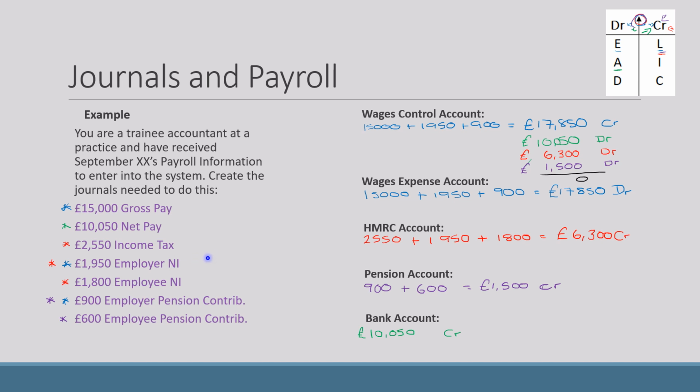And then in terms of what goes over to HMRC, it's all of your tax and your national insurance. And then you're also going to have what you have to pay to your pension provider, which is your pension contribution. And all of those sit in your wages control account as a credit, as your total liability. And then as you work through each one of them, you debit it out of the control account, which then balances off to 0. So on the next slide, we're going to go through how to convert this into a journal.